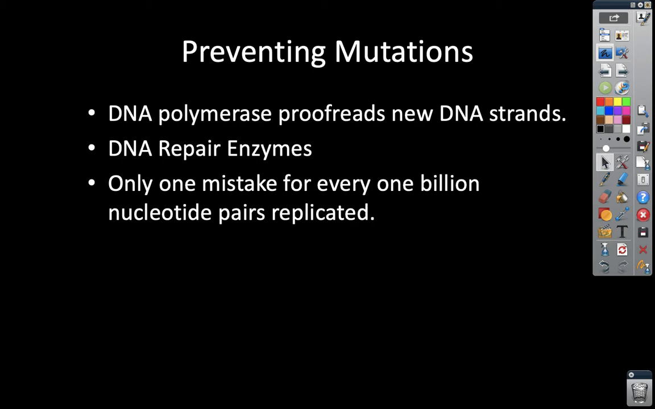Remember, we talked about those checkpoints when we talked about the cell cycle in cancer, and that was the job of some of those things, to prevent those cells from moving forward if there was a mistake. So just remember that we've got these proofreading enzymes and repair enzymes that fix those mistakes, which occur very infrequently in the first place.